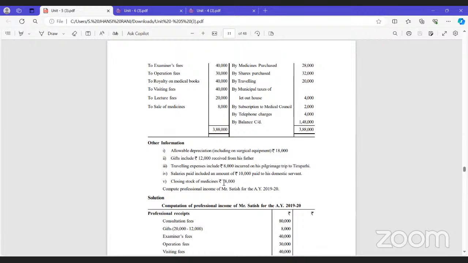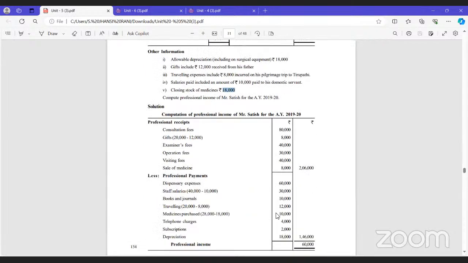Means when I purchased 28,000 of medicines, did I use the total 28,000? No. When I was working out my professional income, I found there is a closing stock of 18,000. Means 18,000 worth of medicines are left over. So how much did I use? Only 10,000. So medicines purchased will be only 10,000. Next, telephone charges, subscriptions and depreciation. And the difference is professional income. This is about income from profession.